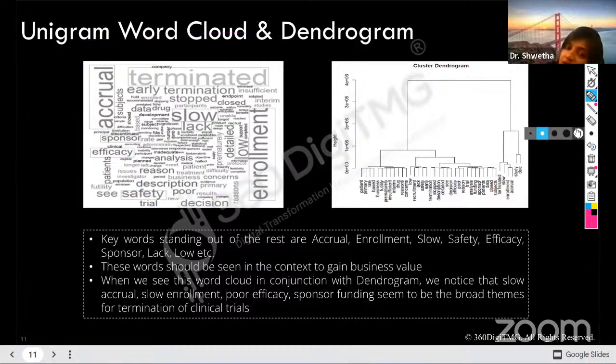Just by one glance, you can get a lot of insights if you build a word cloud. The keywords standing out of the rest are accrual, enrollment, slow, safety, efficacy, sponsor, lack, low, etc. So there were issues with the enrollment of the people, efficacy of the study, safety of the study, lack of safety, low, etc. So these are the words which stood out.